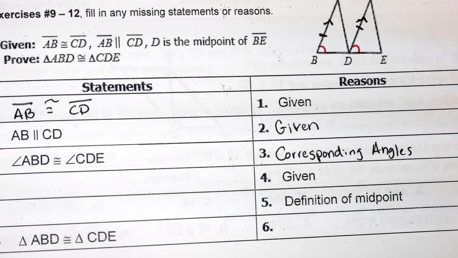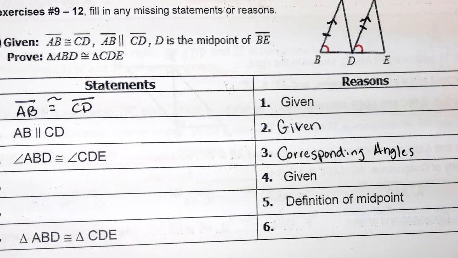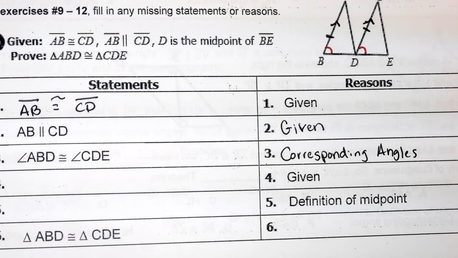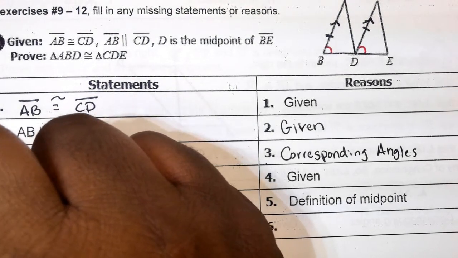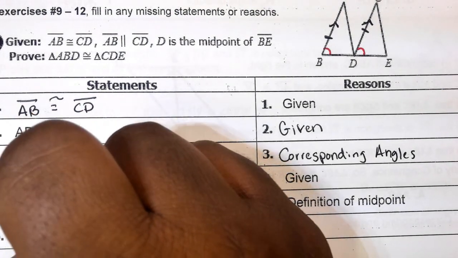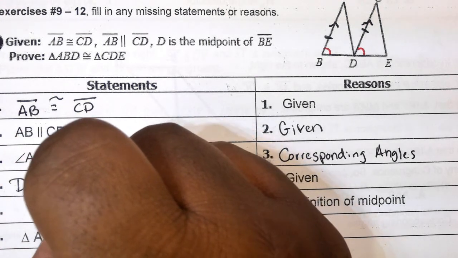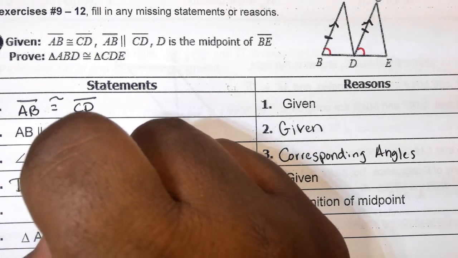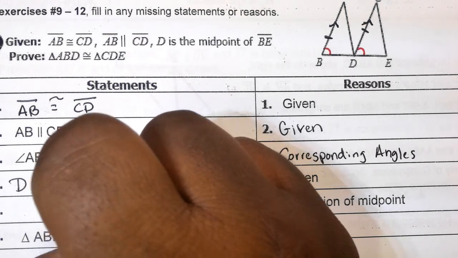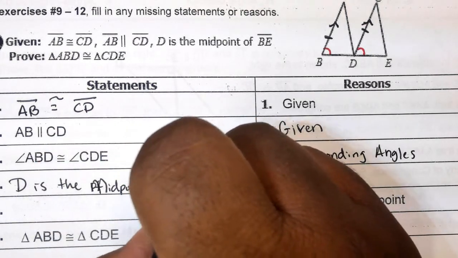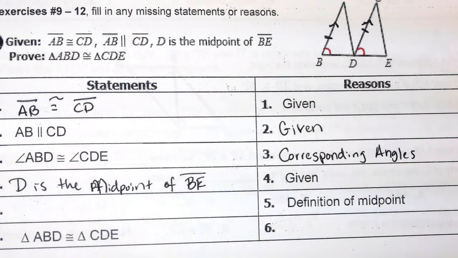The next line says given, Tim. D is the midpoint of BE. Uh-oh, I missed the whole word there. Hold on. Midpoint of segment BE. Alright. The next line, Tim, says definition of a midpoint.